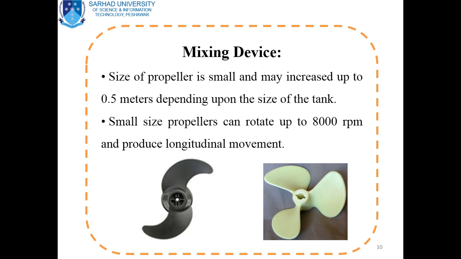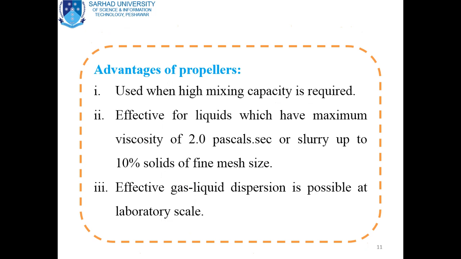It is rotated at different speeds. A small size propeller can rotate up to 8000 rpm and produce longitudinal movement. We will discuss the different types of flow patterns in this lecture as well.